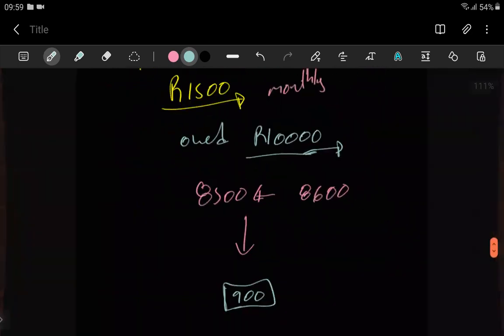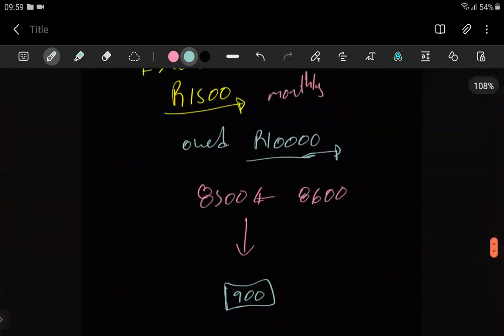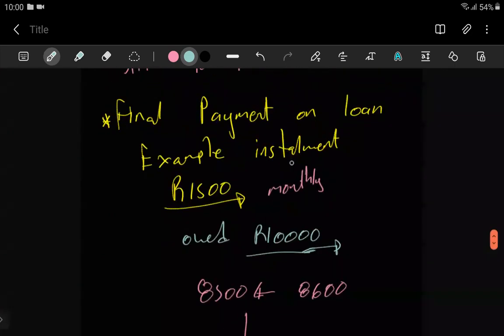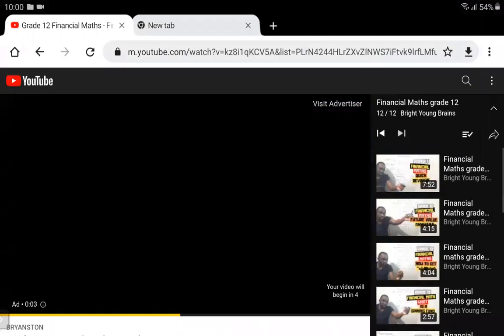So obviously, when your last payment is to be made, you won't be paying 1,500. You will only be paying 900. Does that make sense? Yeah. So that's what final payment on a loan refers to. It refers to the fact that your final payment on a loan will not be your full installment. It'll be something less.